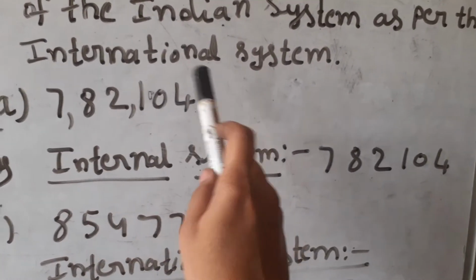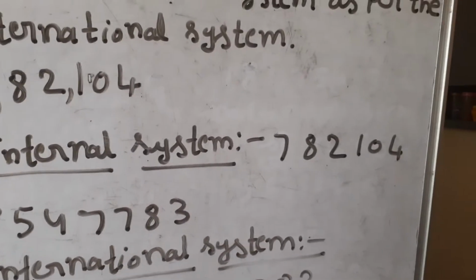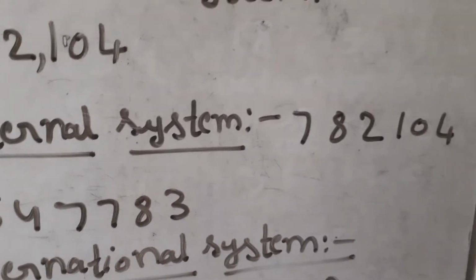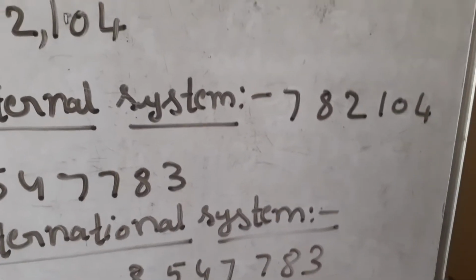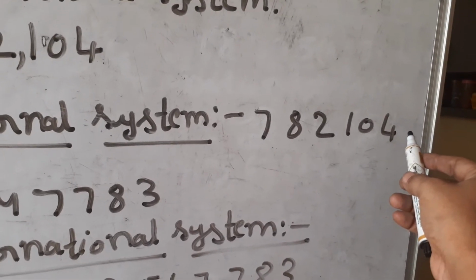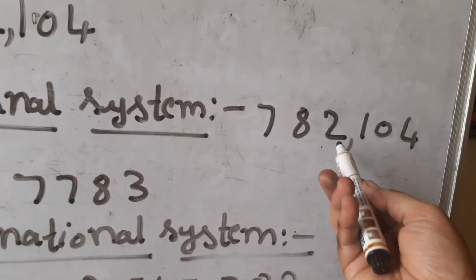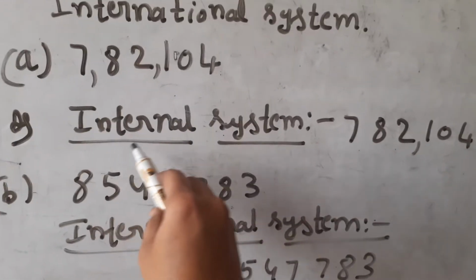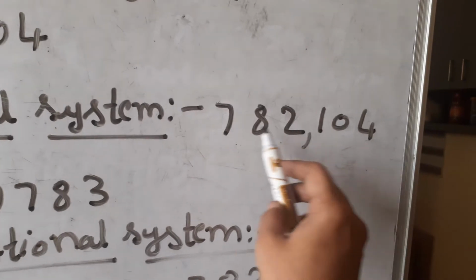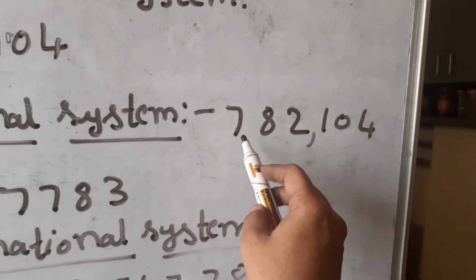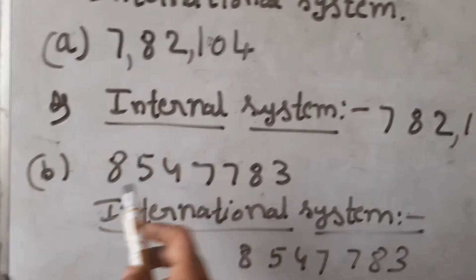The given question has commas in the Indian number system, so we should convert to the international number system. What is the condition of the international number system? First we have to see the last 3 digits on the right side, and after that we have to put a comma. Next, again 3 numbers are there, so leave it. 782,104 is the answer. Next, B question.